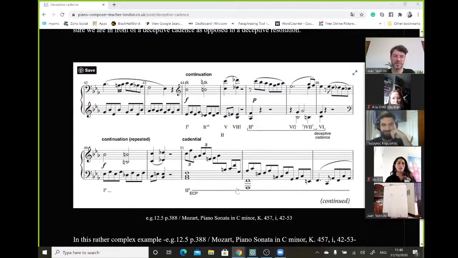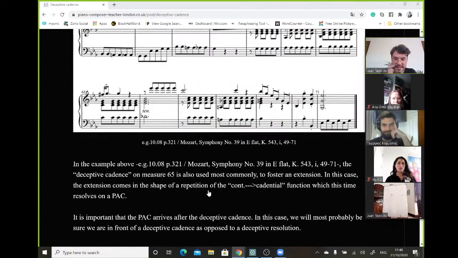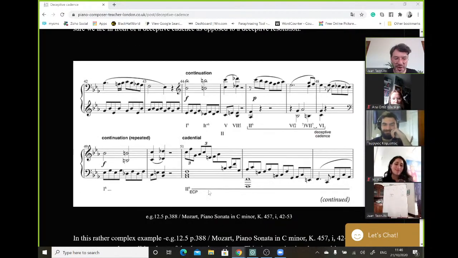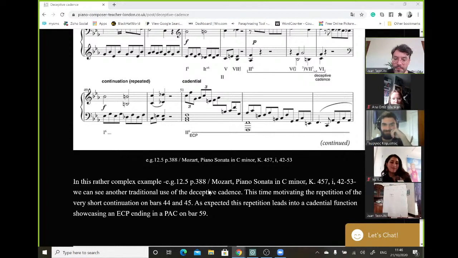Excellent. So, I have no need to tell you why this is a deceptive cadence. It's beautifully placed in Mozart. It doesn't even sound deceptive, actually. It sounds fantastic. So, let's go to the Mozart example again. As we can see, Mozart is particularly fond of deceptive cadences.